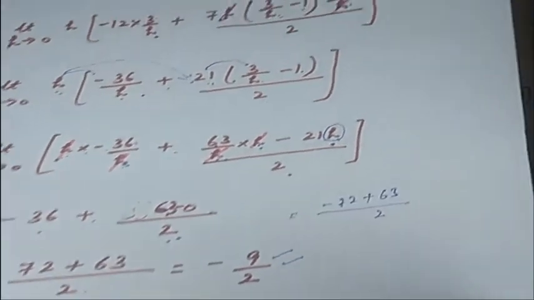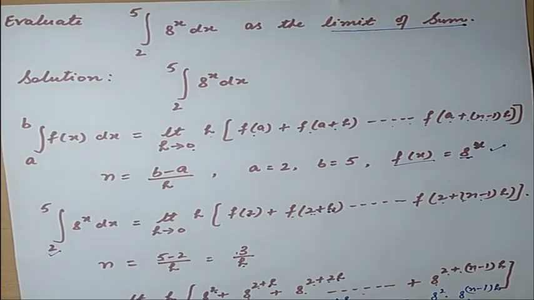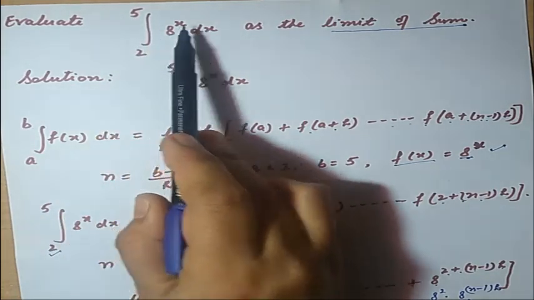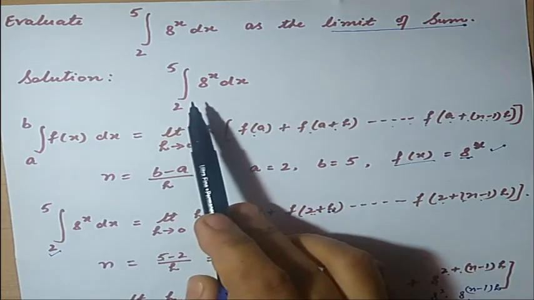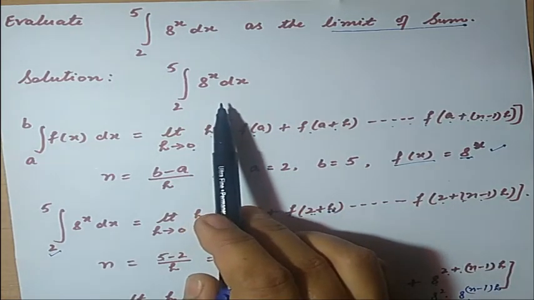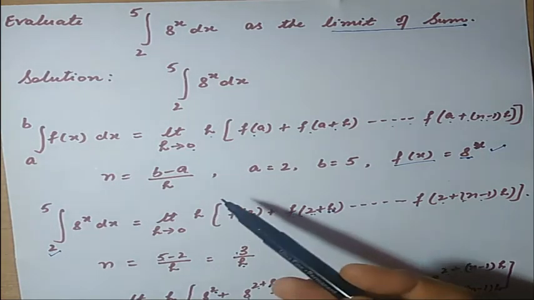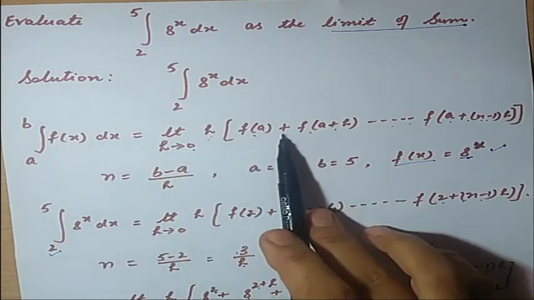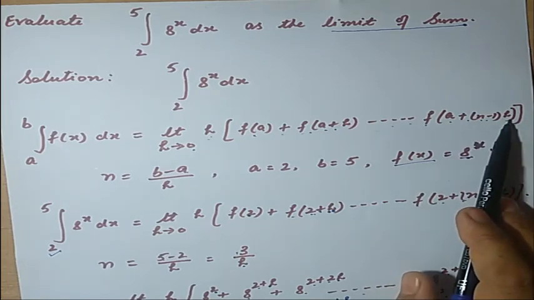Now we will take one more example for more understanding. In this example, you have the integral from 2 to 5 of 8 raised to power x dx. Again, limit of a sum is there. Now when we have to solve with the limit of a sum, first of all we have to write down the function as a limit sum. The function as a limit sum is limit h approaches 0, h into f(a + h) up to f(a + (n-1)h).